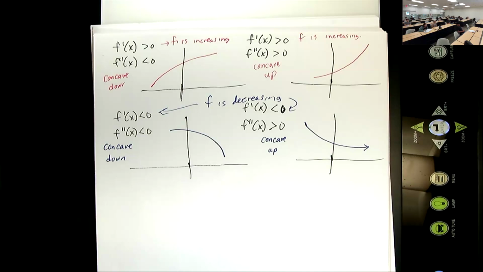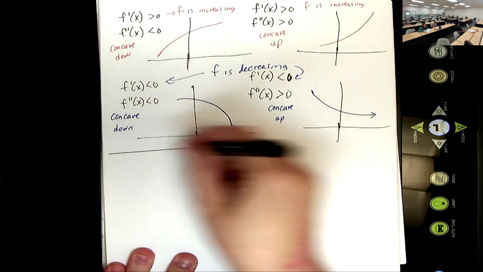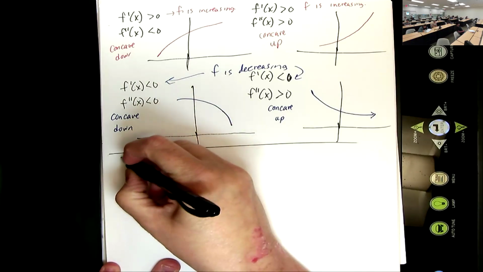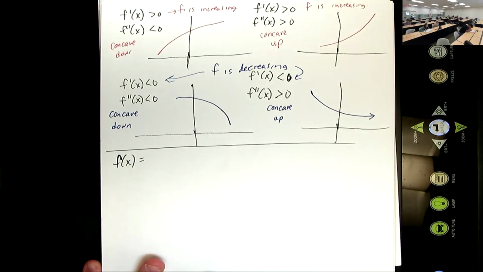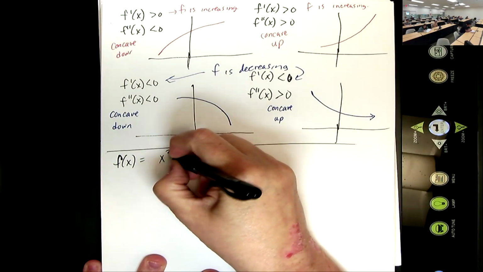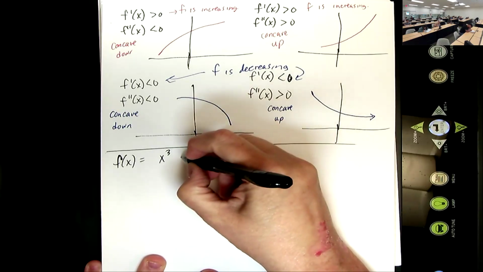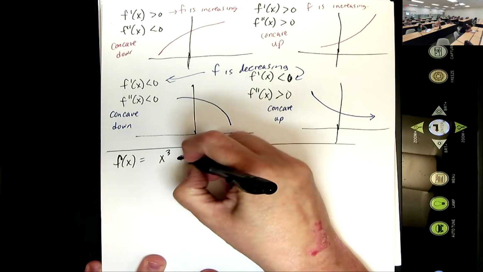Let's see. Let's take a look at f of x equals x cubed minus x.